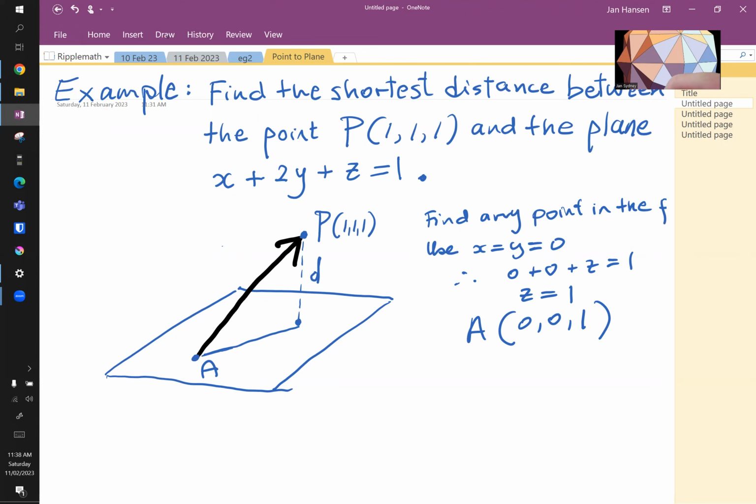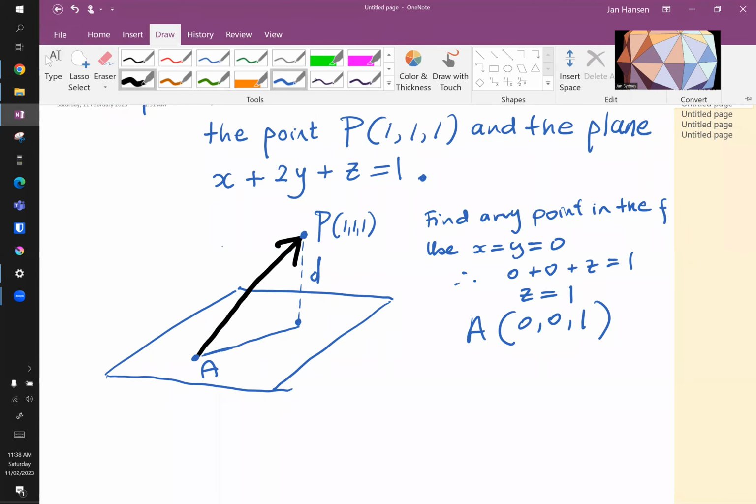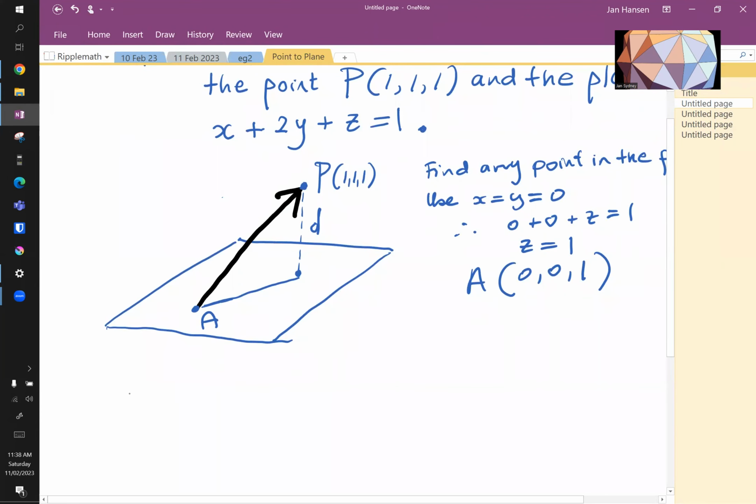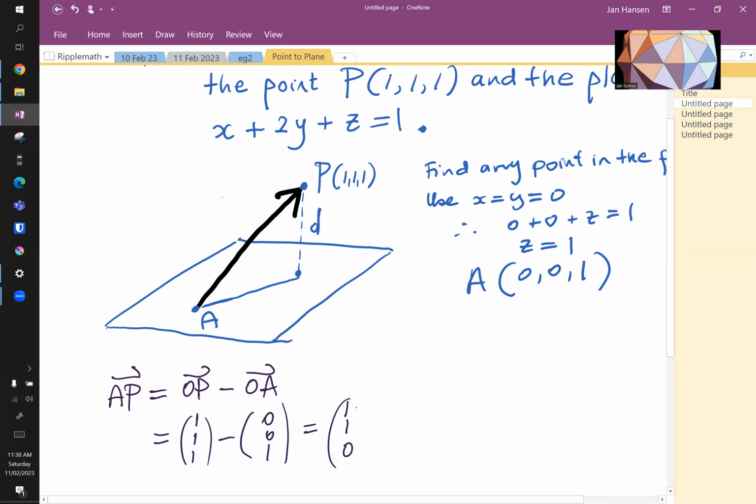The next thing we want to do is get that vector there. Try and use some colors here. The vector AP, you basically subtract the two points, so it's OP in vector notation minus OA. I've got a couple of previous videos which deal a bit with this, so you can have a look at them as well. Basically, you're just seeing what the change is from one point to the other. So this vector is simply (1, 1, 0). That's the vector AP.